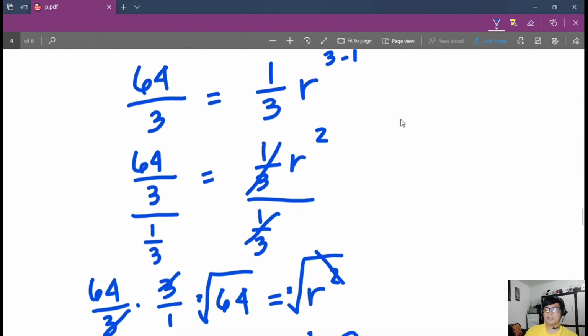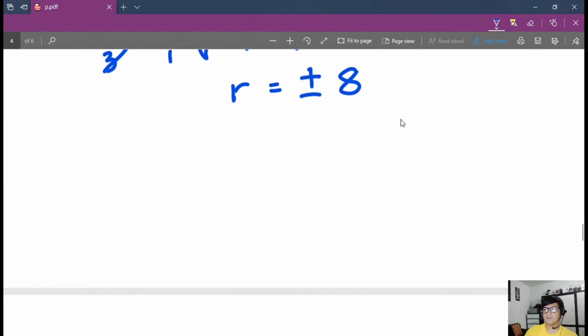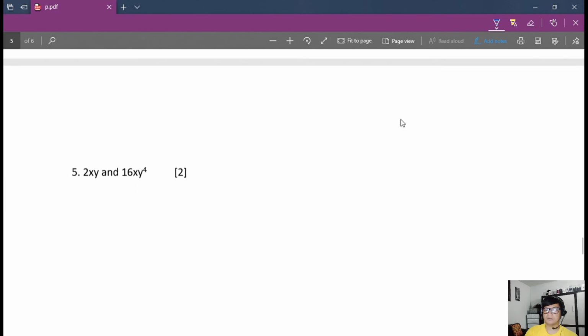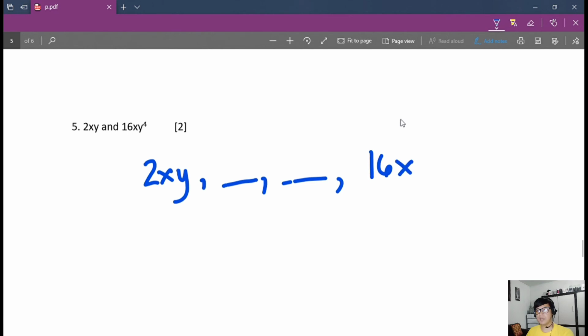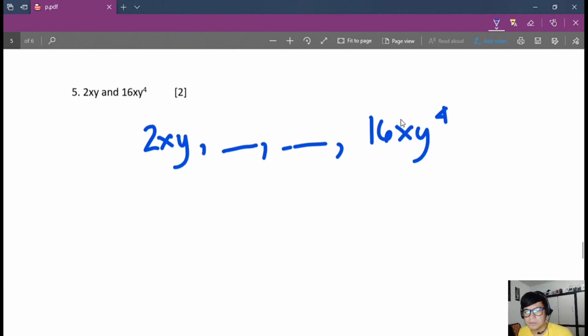So, that's it. And the last one, we have number 5. Ito. Meron siyang kasamang variable. So, the first term is 2xy. Second, we're going to insert 2 geometric means. And the last term is 16xy to the 4th power. A sub n, ito yung ating formula. A sub n is equal to A sub 1 r n minus 1.